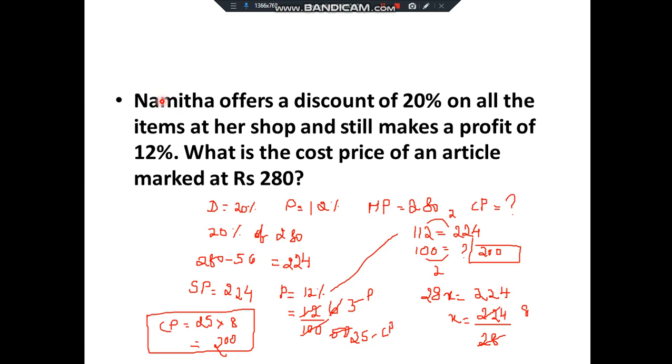Next question, see, Namita offers a discount of 20% on all the items at her shop. That is, she offers discount percentage equal to 20%, and still makes a profit of 12%. What does this mean? She is selling a product at a discount percentage of 20%. Even after giving the discount, she makes a profit of 12%. So our question is, what is the cost price of an article marked at rupees 280, which means they have given the marked price as 280? We will have to find the cost price of the article.